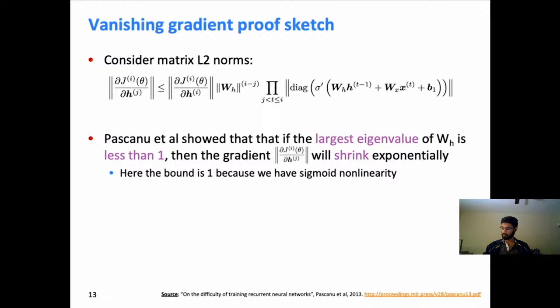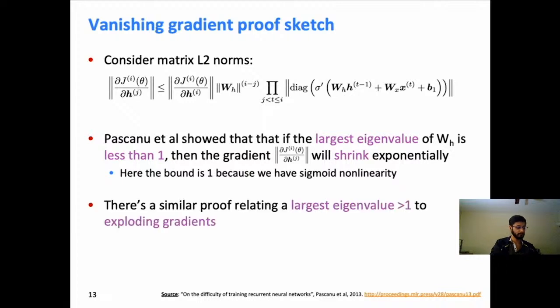You can check out the paper for more details, but here the bound is 1 partially because we have the sigmoid nonlinearity, and that's based on the bounds of what we know the norm of the sigmoid function could be. So this shows you why if the W_h matrix is small, or if its largest eigenvalue is small, then we're going to have vanishing gradients. Similarly, if you check out the paper, you can see there's a similar proof relating a largest eigenvalue greater than 1 to exploding gradients. That's when the gradients get bigger and bigger as you backprop further.